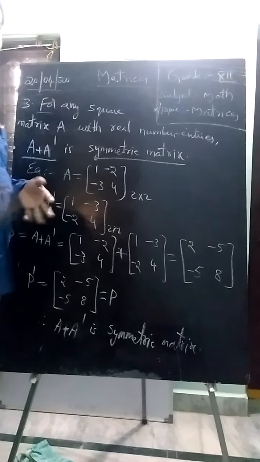Let us consider P. Its transpose, transpose of P, that is nothing but A plus A transpose whole transpose. Then P transpose we got as 2 minus 5, minus 5 8, when we change columns into rows or rows into columns, that is up to you. Whenever we change, it is the same, both are same. I mean transpose of the given matrix equals the given matrix. So A plus A dash is a symmetric matrix. For any square matrix A, it is proved.